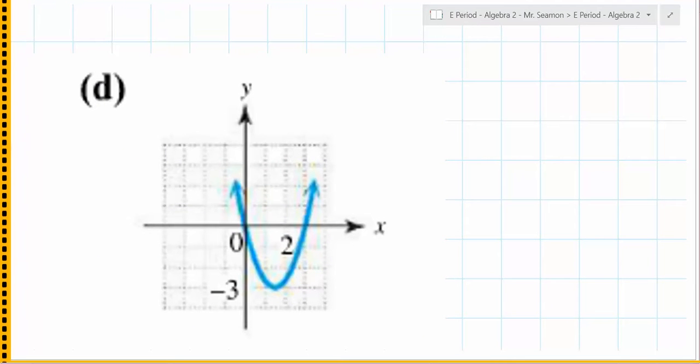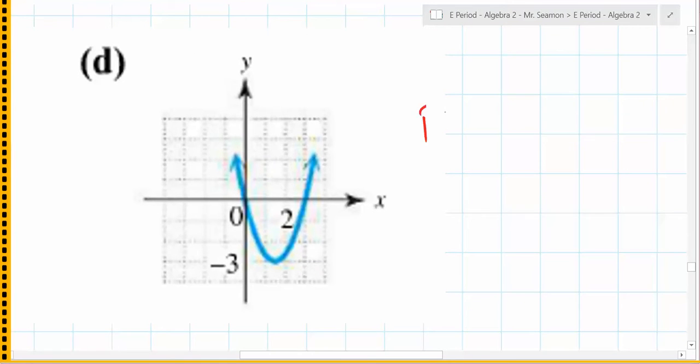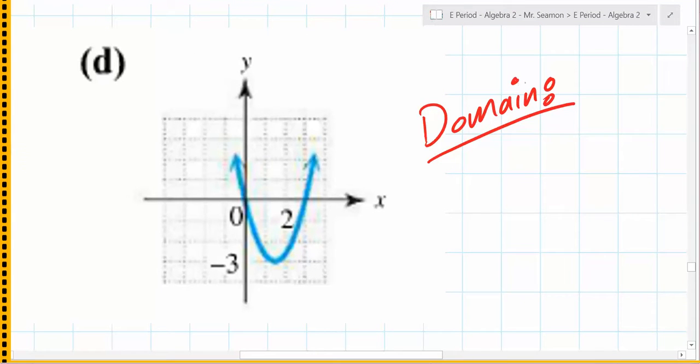What's the domain here? Not going to do that one, because I don't have the energy right now to dismantle that thing. What's the domain of this? How wide does it go? It covers everything, right? What would the vertical shadow be? It would be everything. So the domain here is all real numbers.